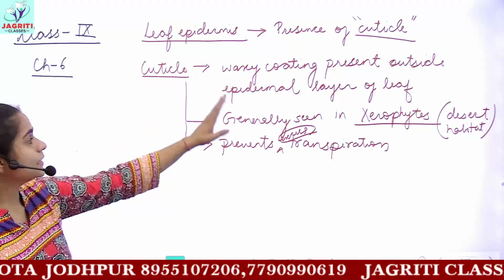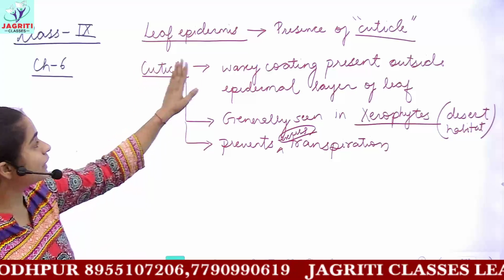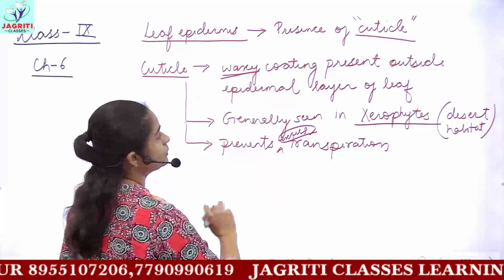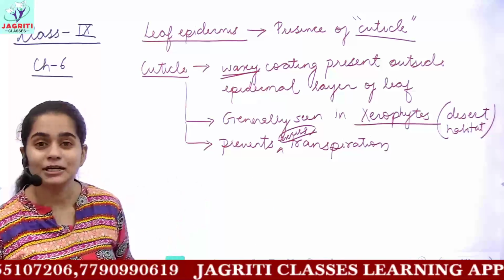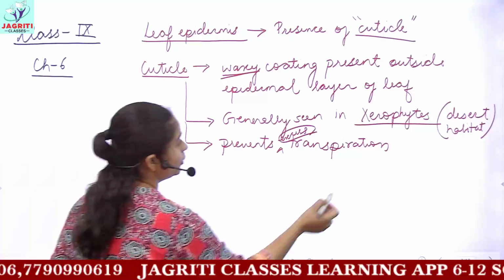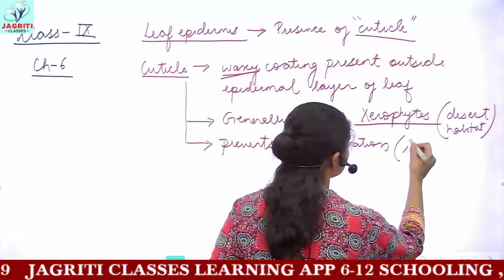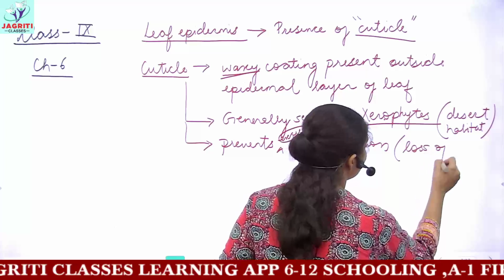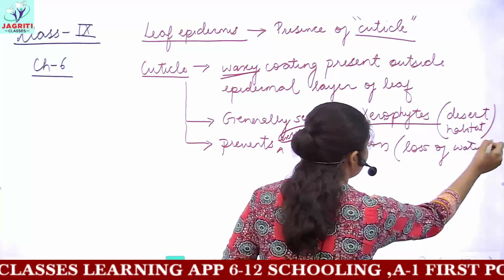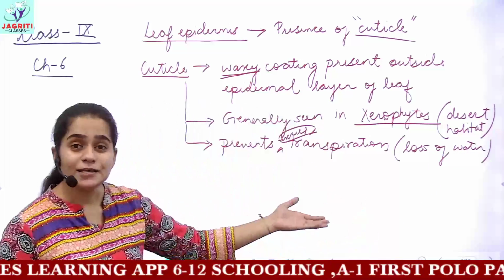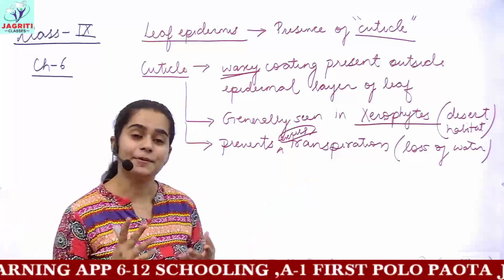So this was the role of cuticle, and this cuticle is your waxy coating which is present outside the epidermal cells, and these are generally found in xerophytes. It prevents excess transpiration, that is, it prevents loss of water from the leaf of the plant in the form of vapors.